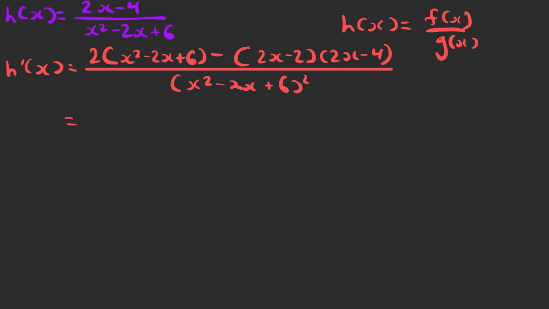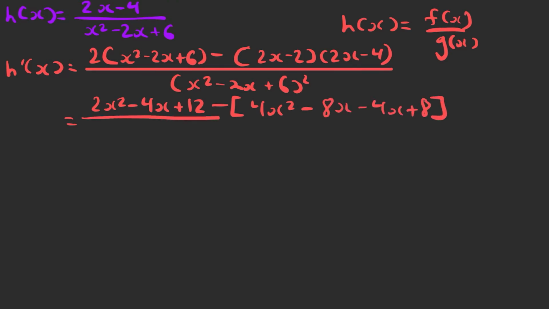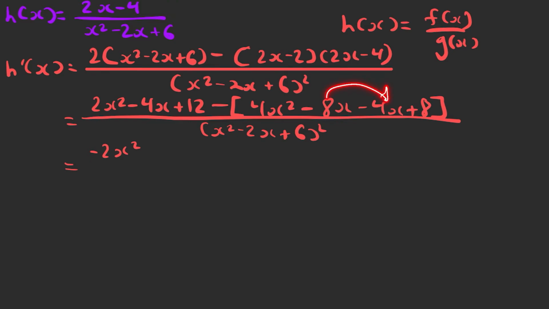Now simplifying this, we'll get 2x squared minus 4x plus 12, minus, expanding this, minus 4x squared minus 8x minus 4x plus 8, divided by x squared minus 2x plus 6 all squared. This will be equal to 2x squared minus 4x squared, which is minus 2x squared. Remember, the minus goes in and multiplies each of these terms, and then our two x terms will subtract to minus 12x, and multiplied by the negative 1 we'll get 12x, and 12x minus 4 is 8x, and 12 minus 8 is 4.